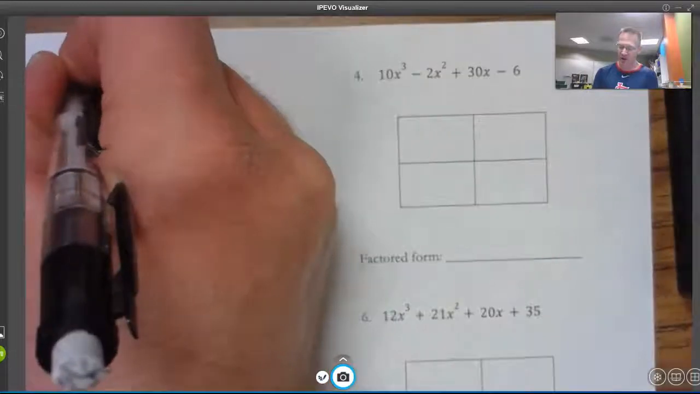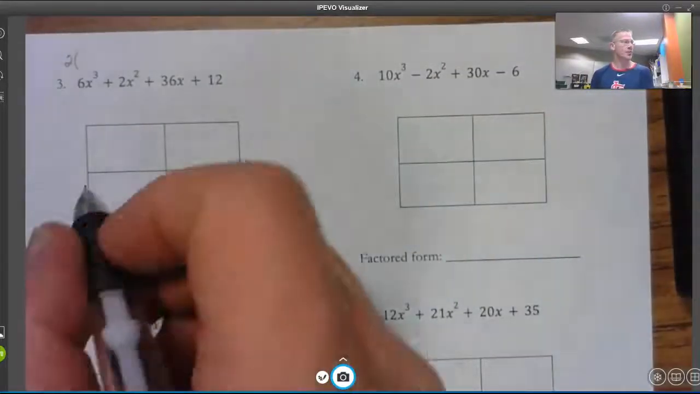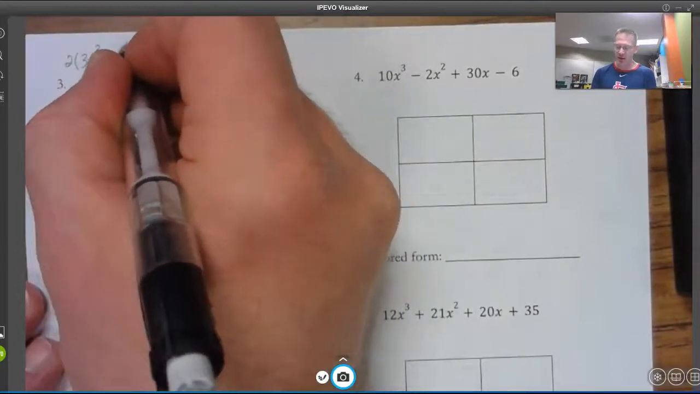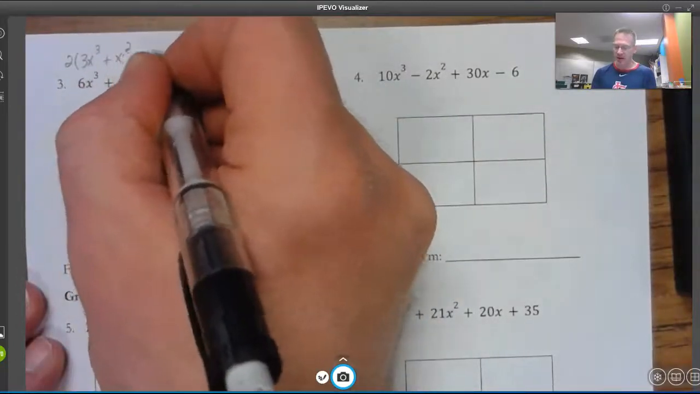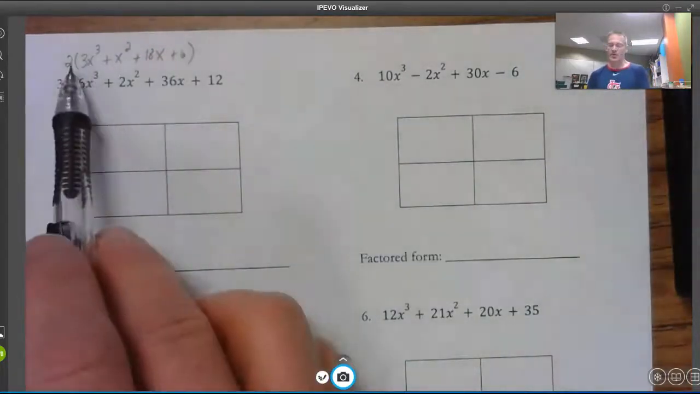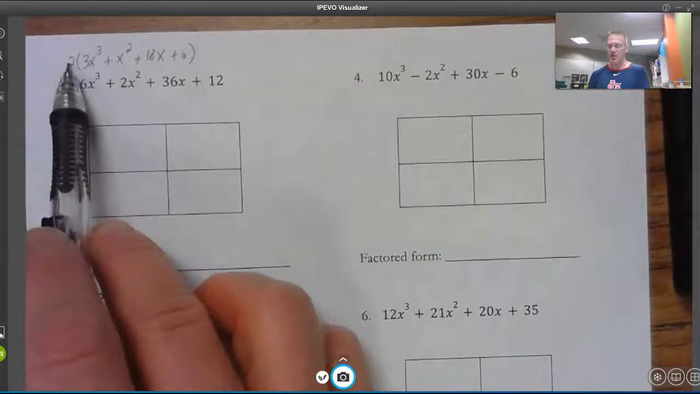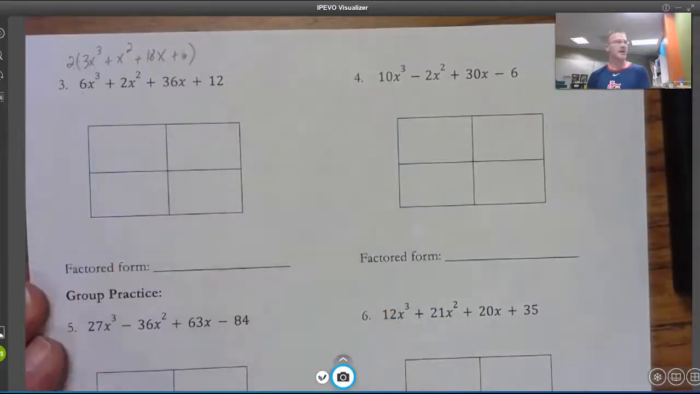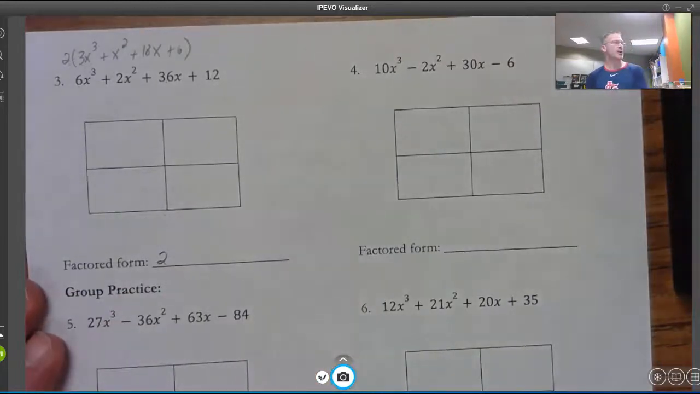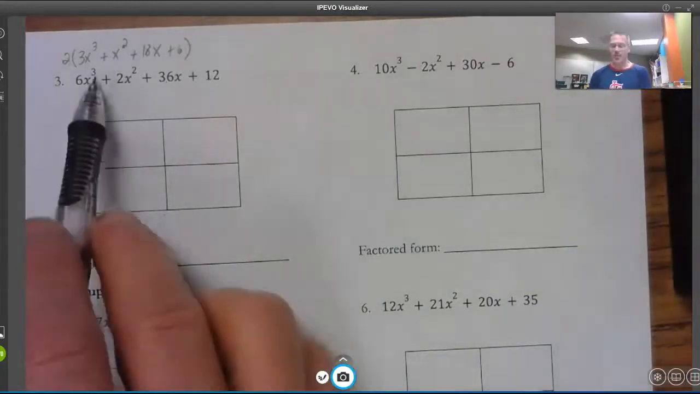And I'm just going to do this above here just to give us a little bit more room here. So if I take a 2 out, that gives me 3x cubed plus x squared plus 18x plus 6. And once again, you know you're correct if you just distribute and it matches up, right? So you can always quickly verify that. So I already know I got a 2 as part of my factored form. Now we're back to what we just did.